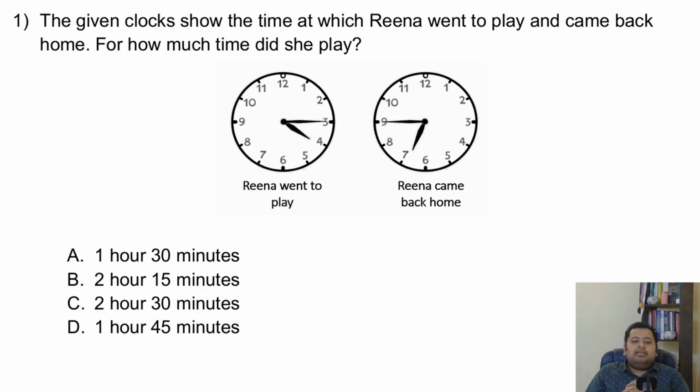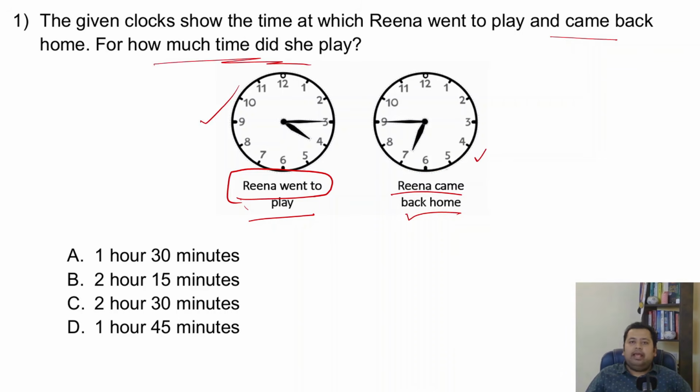Question number one. The given clocks show the time at which Reena went to play. So this clock says when Reena went to play. So you have to find out what's the time over here, right? And came back home. So when Reena came back home. So that is given over here in this clock. For how much time did she play? So basically what is being asked is what is the difference of time in both the clocks, right? That is basically what they're asking. Pause the video, solve it first, and then look at the solution.